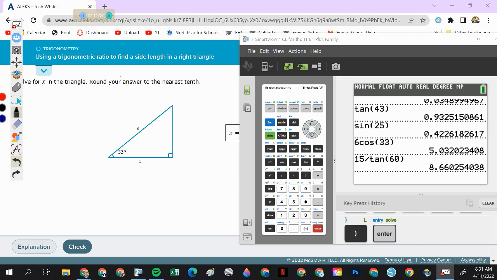Let's put the x here. What trig ratio would I use in this case? Sine. So the sine of 33 is x over 6. Is that a multiply or a switch? Multiply. So the answer is 6 sine of 33.